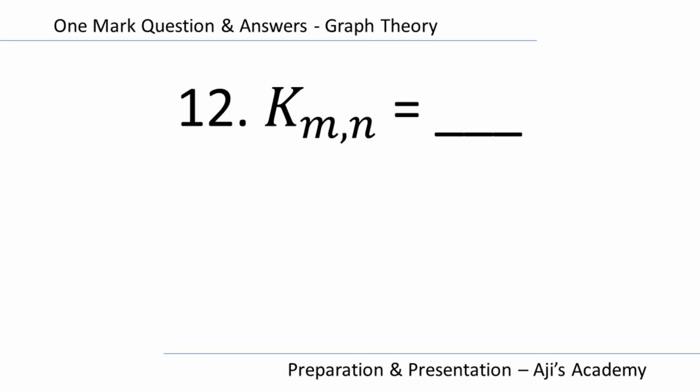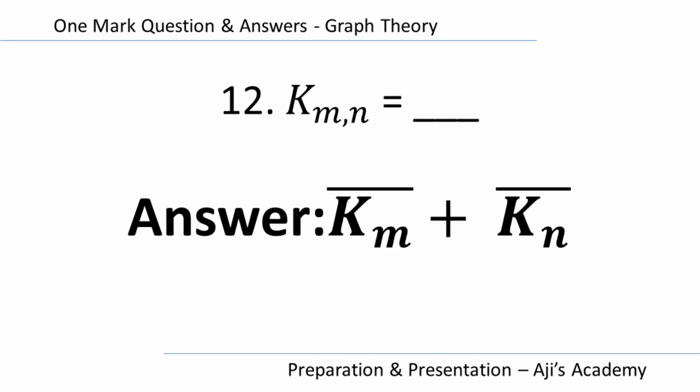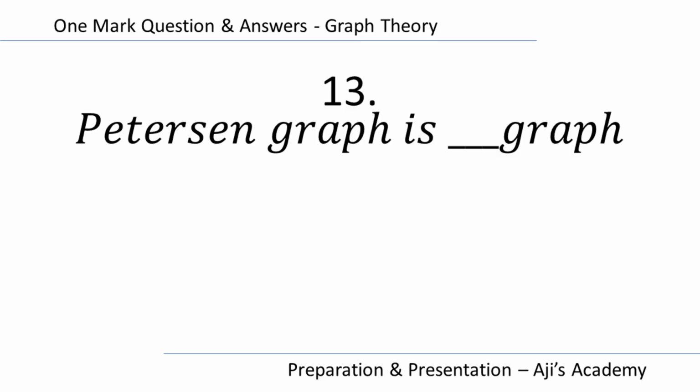Question number 12. Km,n equal to dash. This is a result. Answer is Km bar plus Kn bar. Question number 13. Petersen graph is a dash graph.